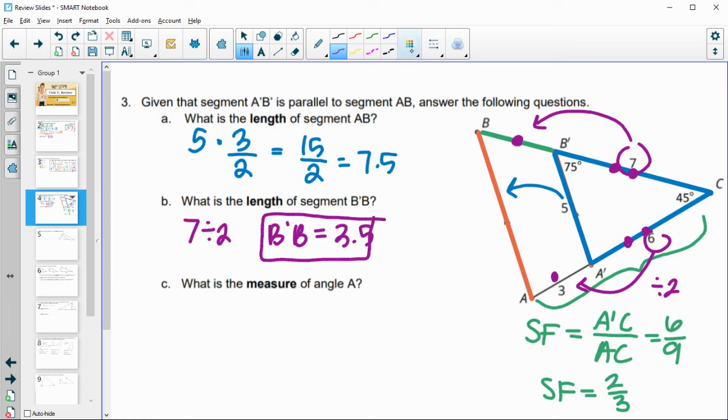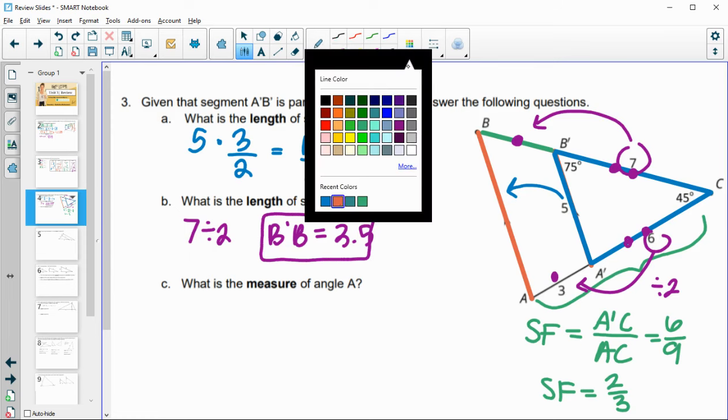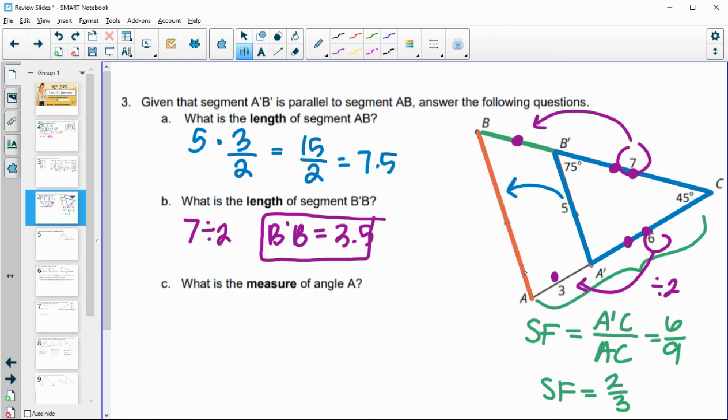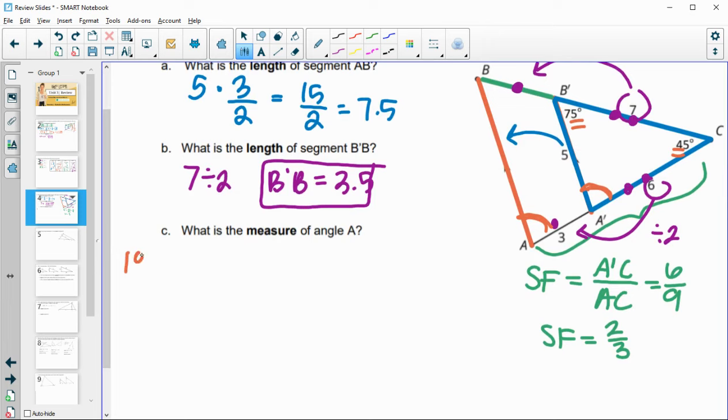And then in these dilations, the angles stay the same measure. So what's the measure of angle A? It's going to be the same as this A prime. And then we see these 2 angles in that blue triangle, so we can subtract those from 180. We can do 180 minus 75, which is 105. And then we can subtract 45 from that and get 60 degrees for angle A.